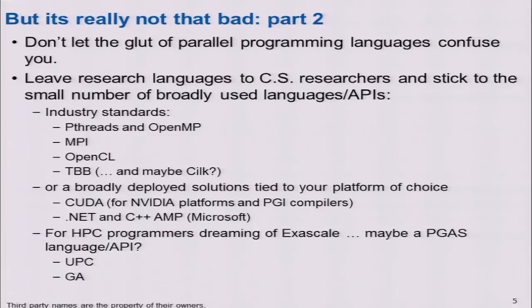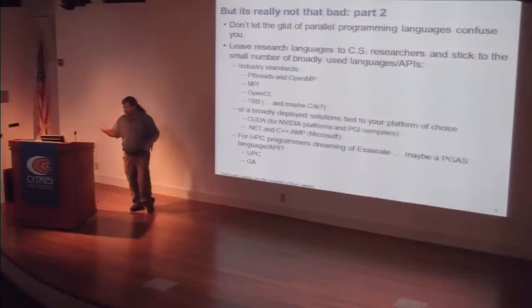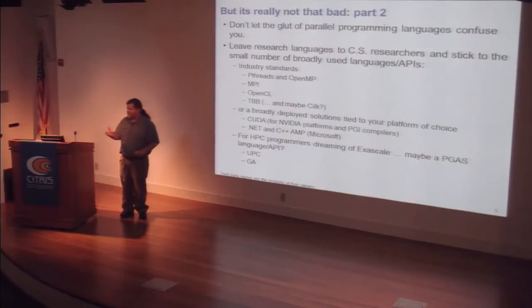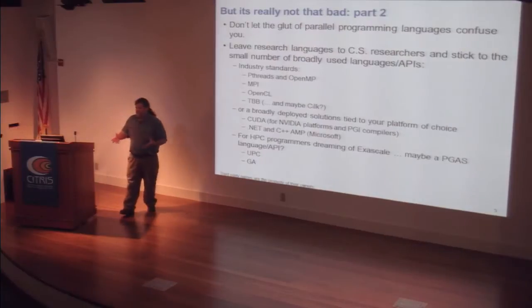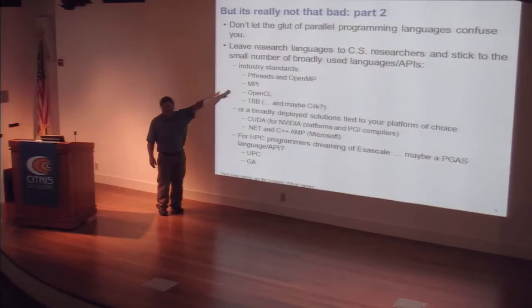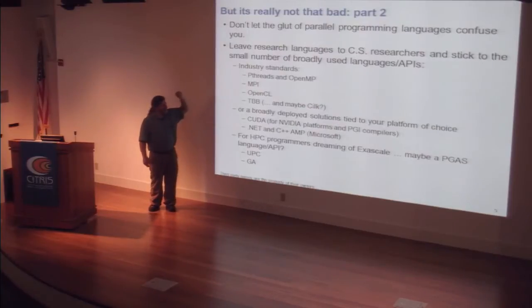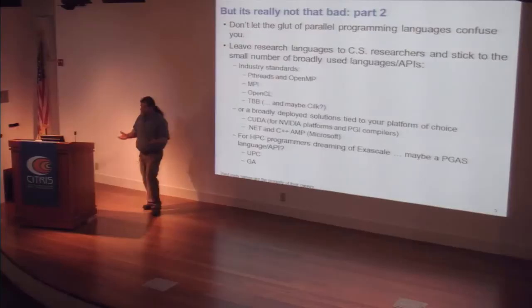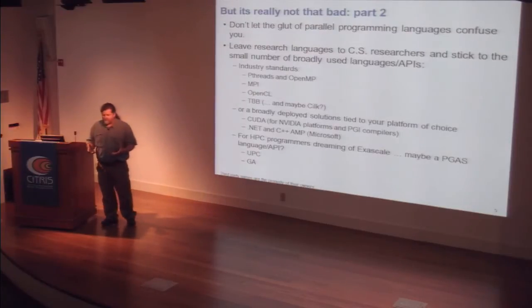But if you're interested in writing code that solves a real problem, stick to the big ones. Okay? Stick to the industry standards. If you're going to be working on a shared memory machine, it should be pthreads and OpenMP. Right now, as it rolls out, C++11 is a great language for parallel programming, and I think over the next year, as good, robust implementations of it roll out, that'll be a good option. If you're on a distributed memory machine, you're an idiot if you use anything but MPI. And if you're going to do heterogeneous computing, a mixture of CPU and GPU, OpenCL.